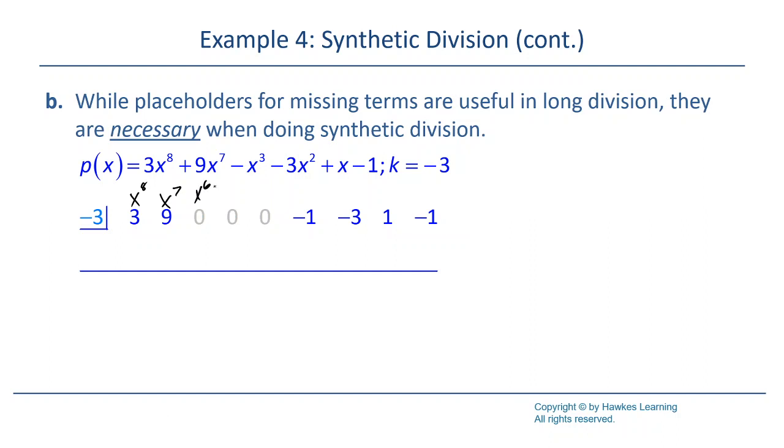So we have placeholders for x to the 6th, x to the 5th, x to the 4th, before we get down to our terms that are written in the problem. So if we start here, we bring down 3. Negative 3 times 3 is negative 9. Add those together, we get 0. Negative 3 times 0 is 0. Add that down, we get 0. Negative 3 times 0, again, 0. Add here.